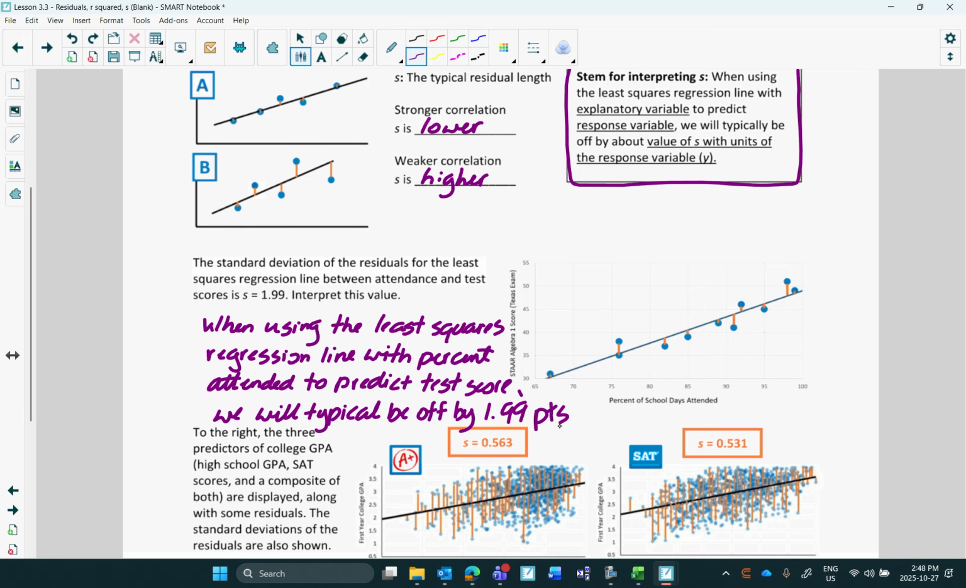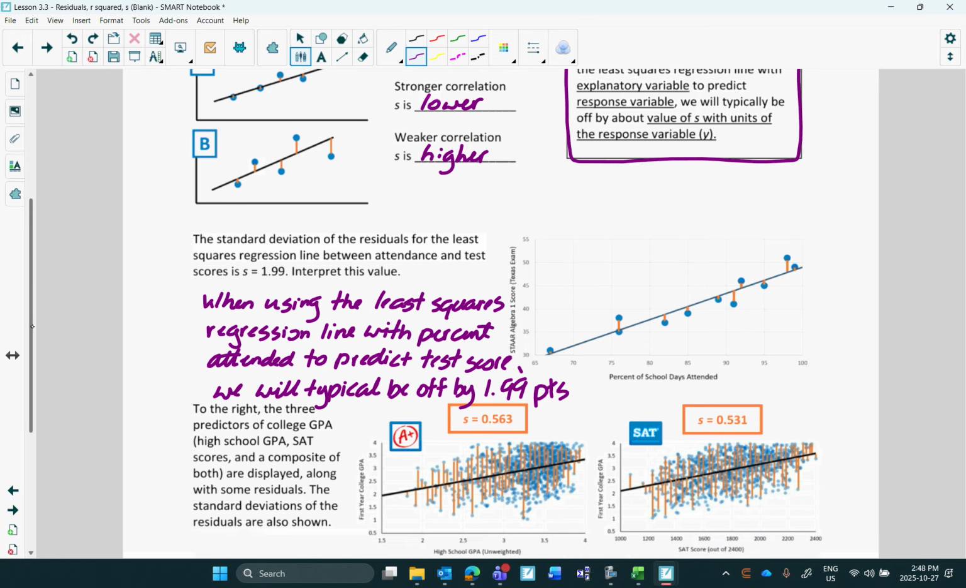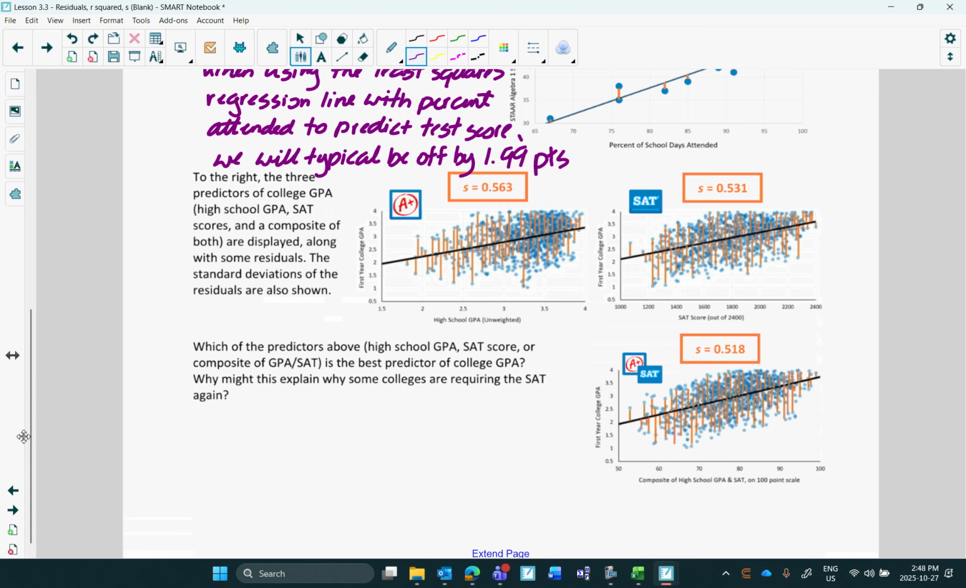So going back to the three graphs, S was calculated. Here, we were typically off by about 0.563 college GPA points. Here, off a little less. Here, this was the best one. Remember, the lower S is, the less variable it is. So that means they're all, in general, tighter to the line.